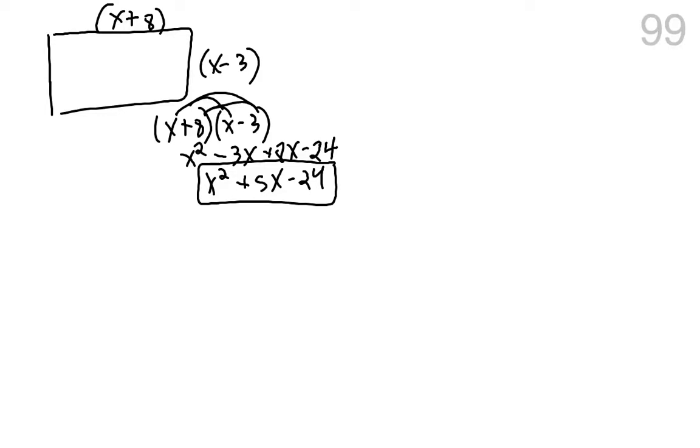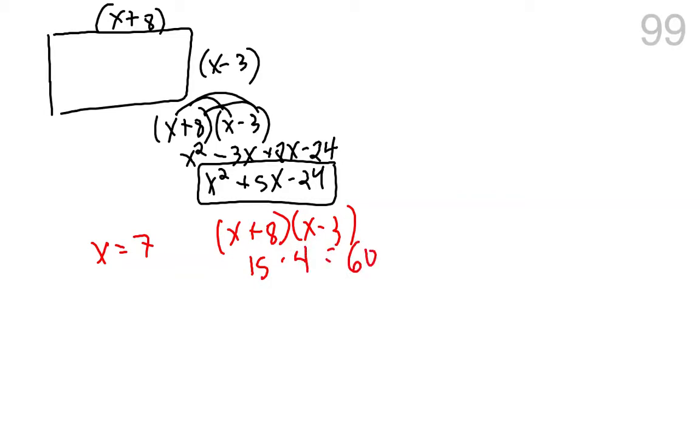Now, the next one says, what does the next part say? Has to make sure that your expression works. That's right. Okay, so what is the first one? X equals 7? Yeah. All right, so to find the area here, the original expression is x plus 8 times x minus 3. So let's plug in a 7. What's 7 plus 8? 15. And what's 7 minus 3? 4. And what's 15 times 4? 60.